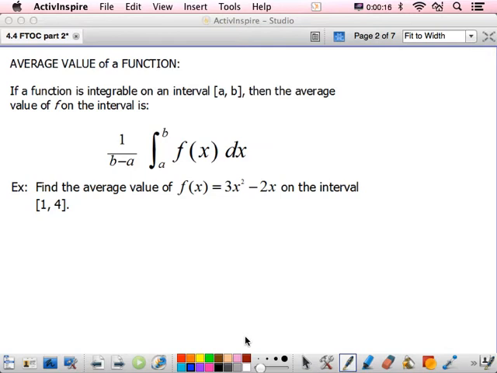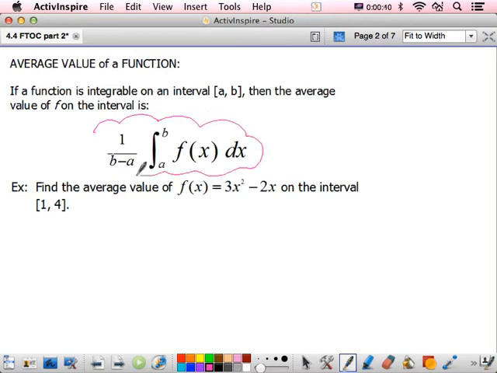If a function is integrable on the interval from a to b, then the average value of the function on that interval is defined as 1 divided by b minus a, multiplied by the integral from a to b of f of x with respect to x. So that's a formula that you just kind of need to memorize.